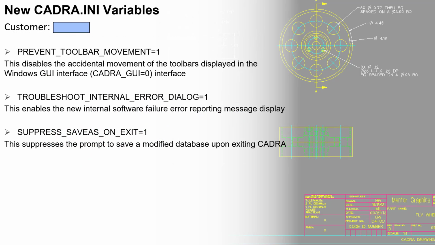We have added three variables to the CADRA INI file if you choose to use them. One is PREVENT_TOOLBAR_MOVEMENT equals one. This disables the accidental movement of the toolbars displayed in the Windows graphical user interface. In the CADRA INI file, CADRA_GUI equals zero. We've talked about troubleshooting the internal error dialog, and we have added SUPPRESS_SAVE_AS_ON_EXIT. This suppresses the prompt to save a modified database upon exiting CADRA.